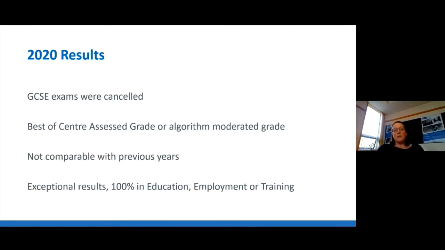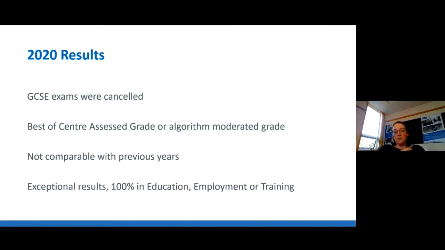What I'd like to do is just take a moment to explain what happened in the summer of 2020 with the GCSE results. So you may be aware that all the GCSE exams in March were cancelled. And the government asked schools to award our students a centre assessed grade, which we believed was the most likely grade that that child would achieve had they sat their exams in the summer. And then in August, the government decided that they would award students either the best of the centre assessed grade or the grade that the government's algorithm awarded. So students were awarded the best of either of those two things.